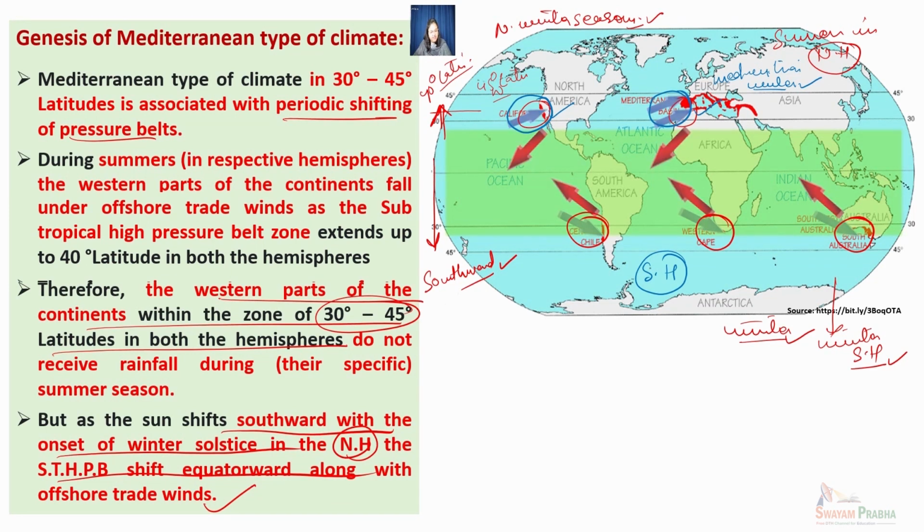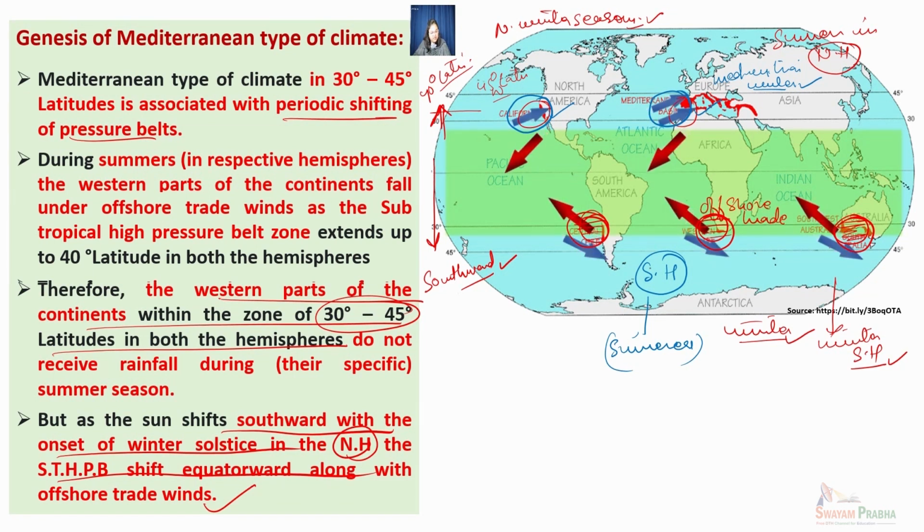So, if you have winters in the northern hemisphere, you have summers in the southern hemisphere. Now, while the westerlies were onshore during the southern winters, now with the southward shift of the subtropical high pressure belt, the trade winds dominate this region again during the summer season in the southern hemisphere. So you have offshore trade winds in the southern hemisphere now during summer season. So this region here does not receive rainfall during the summer season.